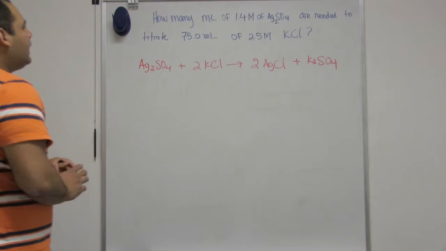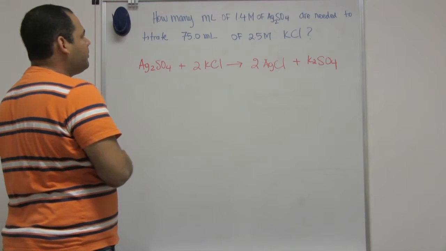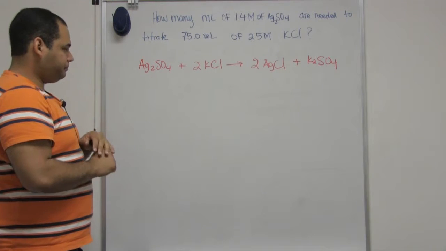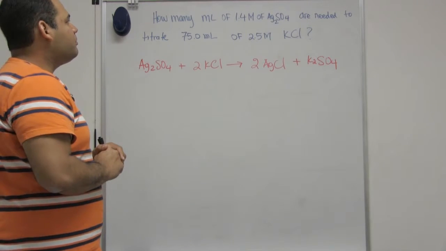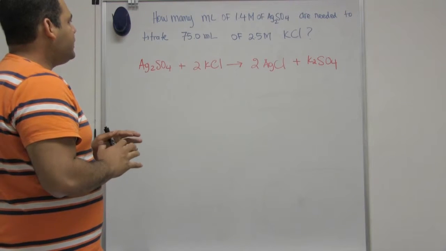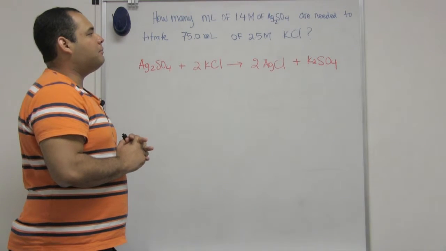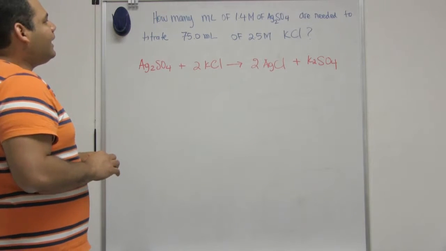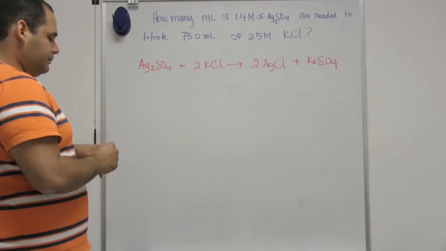Okay, so on the board, I have a problem that we needed to work with titration. I have my balanced equation, and the question says: how many milliliters of 1.4 molarity of Ag2SO4 are needed to titrate 75 milliliters of 2.5 molarity of KCl? What I like to do is break this question into 3 parts.